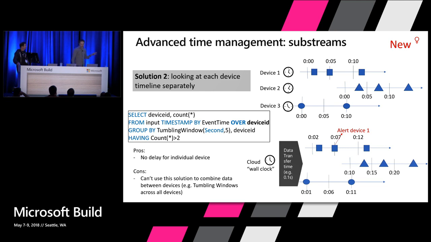But if you need this global insight by combining data between all the different devices, you need to use the previous pattern without the over device ID. So it's a choice we give you, and depending on the scenario, you will see, oh, I don't need to combine all the data, let's use the substream. I need to combine the data, I can remove the substream.